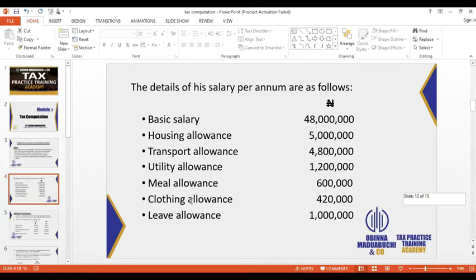Look at the detail of his salary. The details of his salary per annum are as follows. His basic salary is 48 million, as someone that is very experienced. His housing allowance 5 million, transport allowance 4.8 million, utility allowance 1.2 million, meal allowance 600,000, clothing allowance 420,000, leave allowance 1 million.